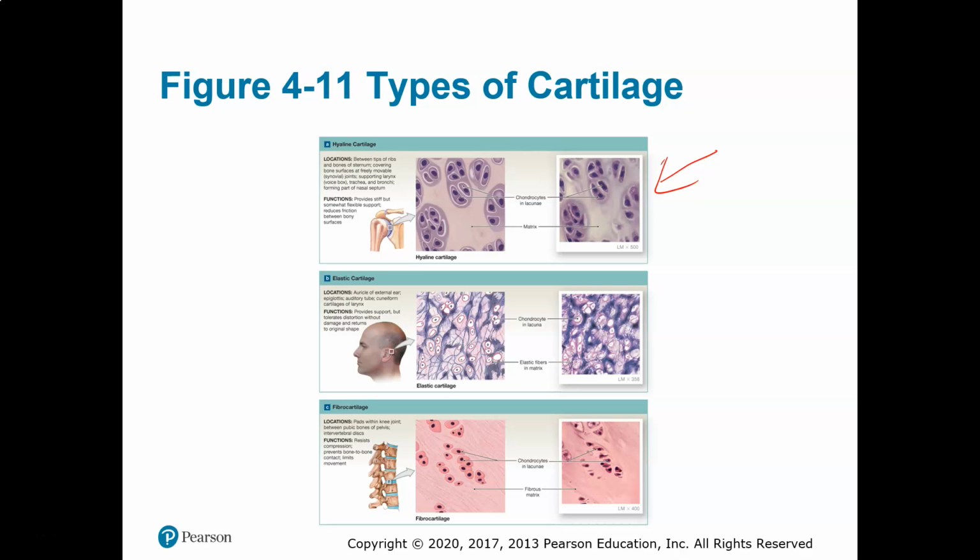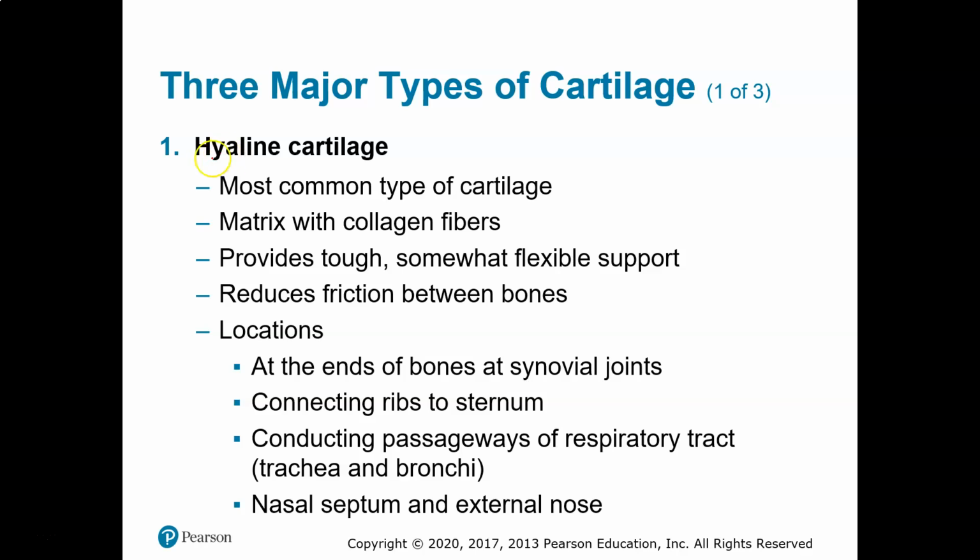Elastic cartilage is found in our ear, and fibrocartilage is very hard. Our intervertebral spinal discs are made of fibrocartilage. Hyaline, again, is the most common type of cartilage. It contains collagen fibers. It's located at the ends of bones that connect at synovial joints. So the ends of the bones that form your shoulder joint, your elbow joint, the joints within your fingers, your knee, your hip. Hyaline cartilage connects the ribs to the sternum or breastbone.